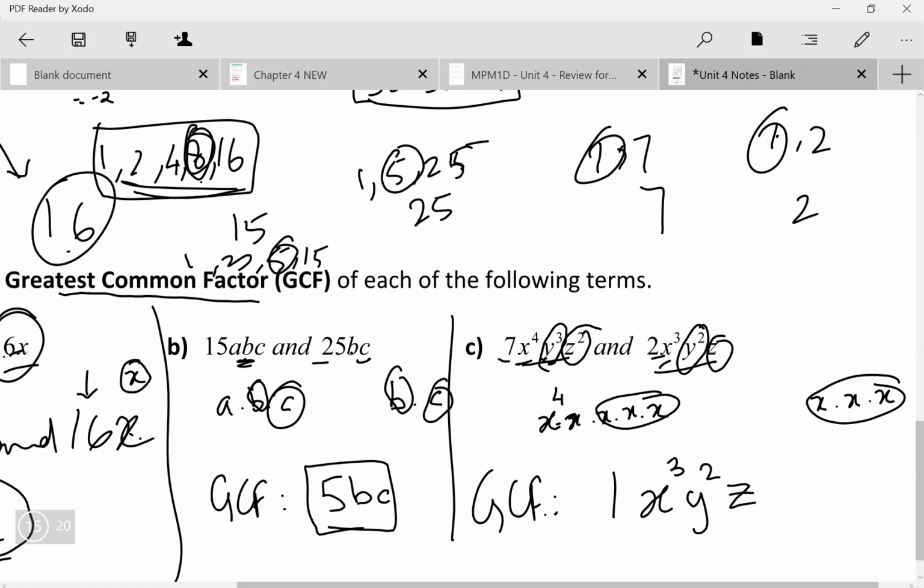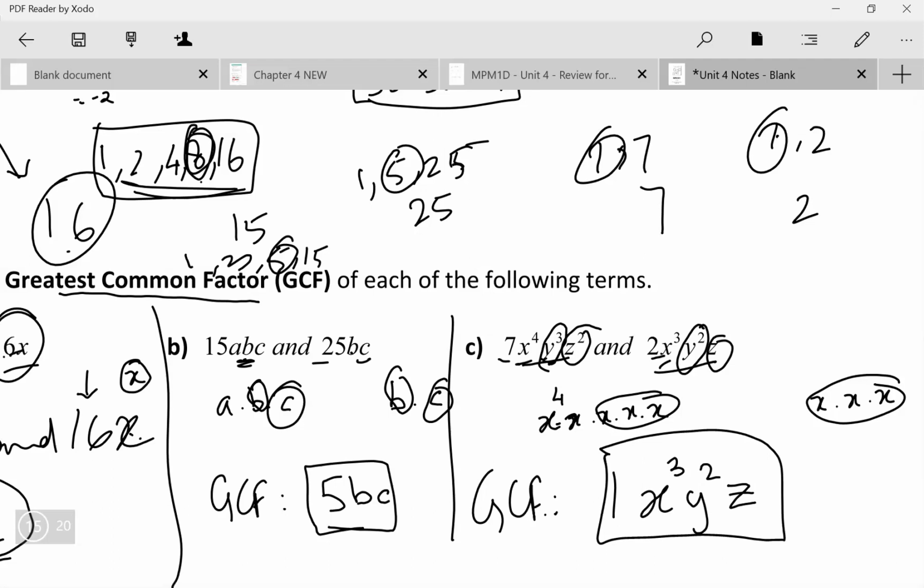That comes out and I put it in my greatest common factor. That is part of my greatest common factor, I should say. Comes out as a terminology I will use in the next lesson, so we're going to talk about that then. But z to the power of 1, because that is the lower power, will be part of my greatest common factor.